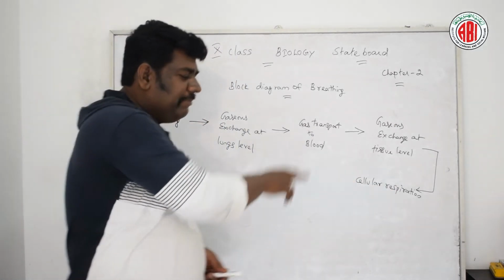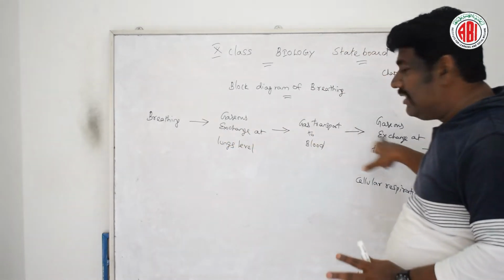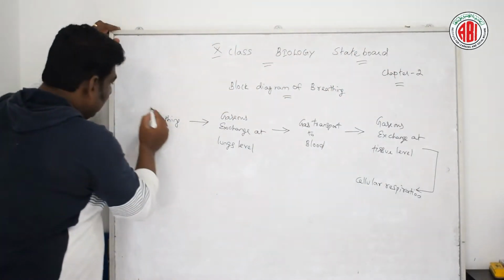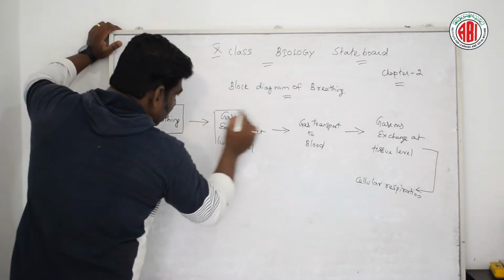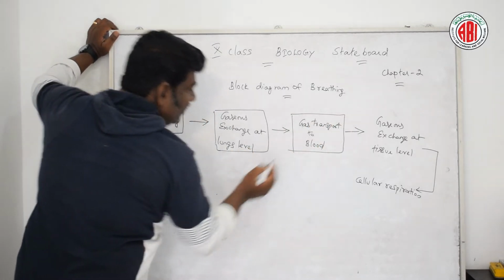So it's a very simple diagram. We have to show the entire processes in a block diagram. This is also one of the most important diagrams. We just have to draw boxes for each and every process. So it's a very simple diagram.